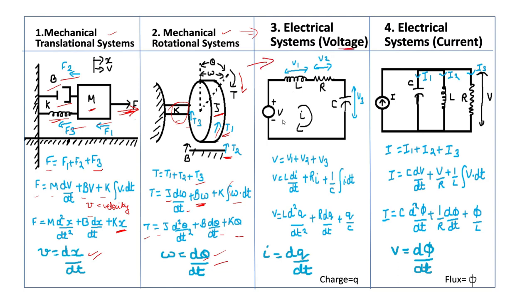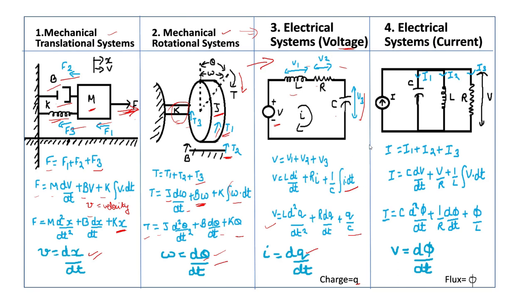So for voltage, V is equal to V1 plus V2 plus V3, and we all know that V is equal to L di by dt plus Ri plus 1 upon C integration of i dt, and i is what? Rate of change of charge. Q is the charge, therefore dq by dt. So in terms of charge, we can write voltage V is equal to L double differentiation of charge with respect to time, then plus R into single differentiation of Q with respect to time, and then plus Q upon C.